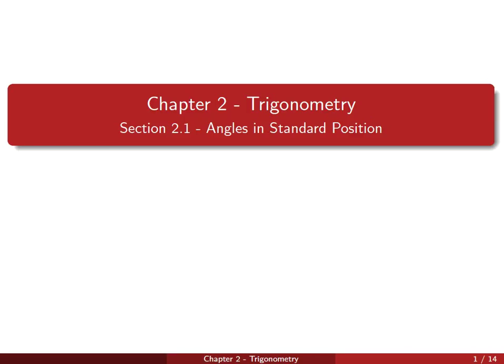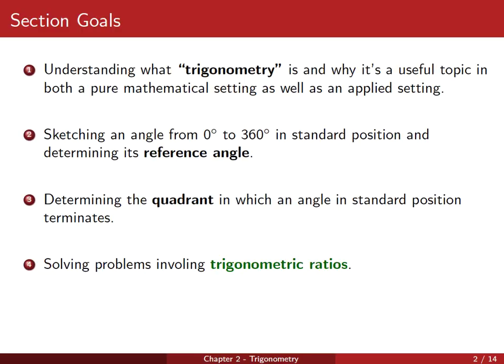So, Chapter 2 is trigonometry, and we're going to start off with the basics of trigonometry, which is basically angles in standard position. This section will go over something called a reference angle, right here, and we'll also go over where the different quadrants are, and the three trigonometric ratios: sine, cosine, and tangent.